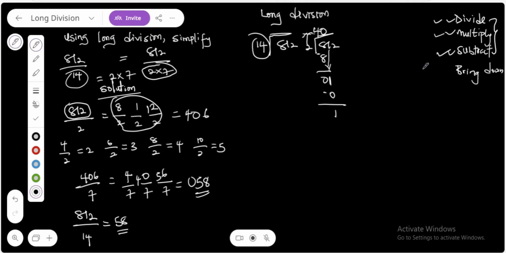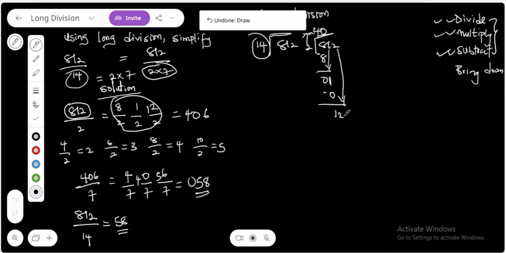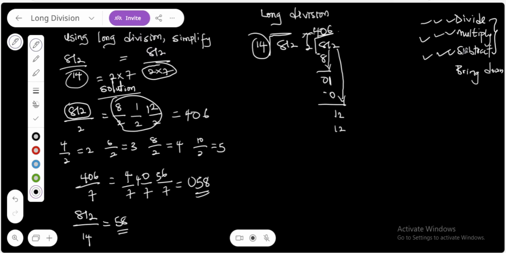Now, having carried out these 3 steps, I bring down the next digit, which is 2, and that gives us 12. Now, we go ahead again. We divide. 12 divided by 2, this is our divisor, gives us 6. Now, we multiply. 6 times this same divisor gives us 12. Then we subtract. We must carry out these 3 steps. So we subtract. 12 minus 12 gives us 0. There's nothing to bring down again.